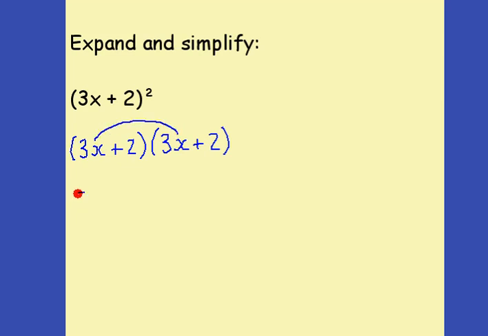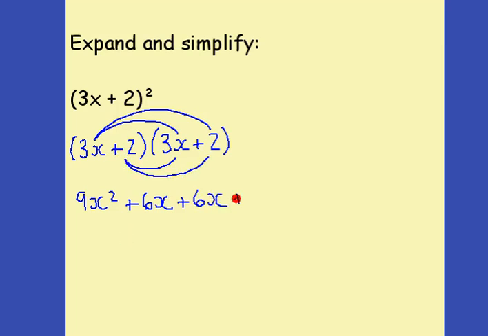3x times 3x is 9x squared. 3x times 2 is 6x. 2 times 3x is 6x. And 2 times 2 is 4. Simplifying it now, we get 9x squared plus 12x plus 4.